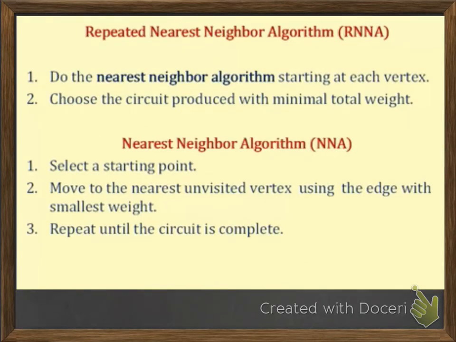So the repeated nearest neighbor algorithm is just that. We're going to do the nearest neighbor algorithm a bunch of times. We're going to do it from every vertex on the graph. So what we're going to do is just choose a vertex and do the nearest neighbor algorithm, which we've done before. You just select a starting point, and you go to each unvisited vertex using the smallest weights, and you do that until your circuit is complete.